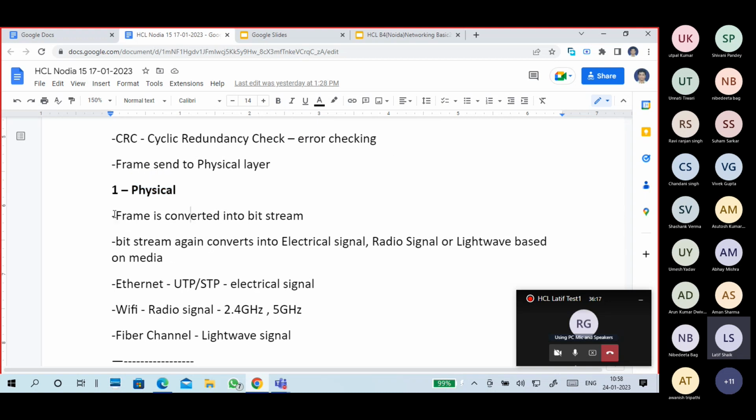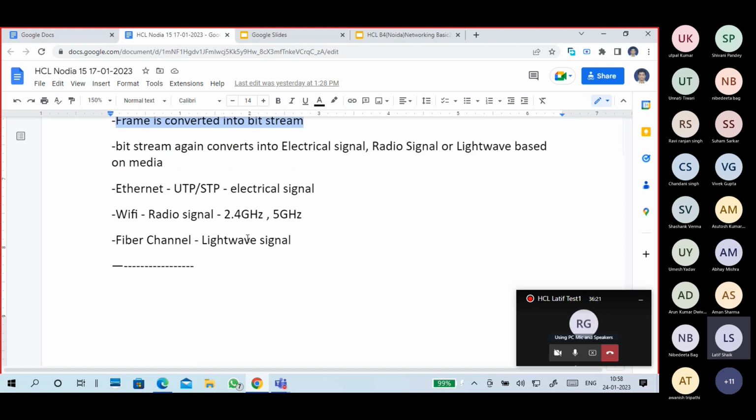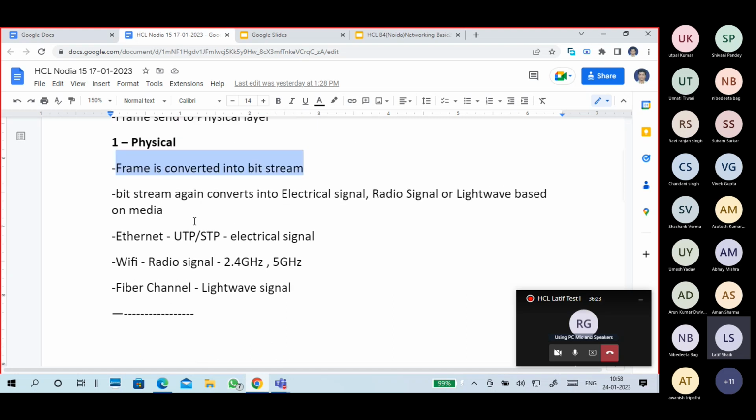Physical layer actually converts this frame into a bit stream, and this bit stream will be converted into different forms of signals, like either electrical signal, radio signal, or light wave signal, depending upon what kind of interface you use.